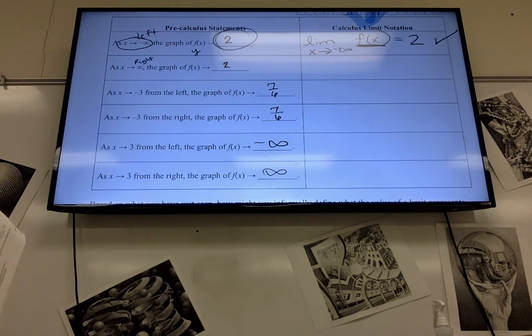So the next one's going to be the limit as what? X approaches infinity of f of x equals 2. Good. Y'all fill in the rest of them.